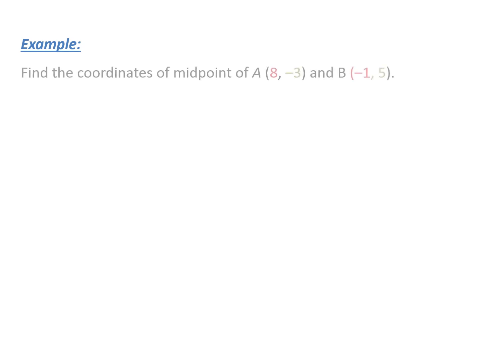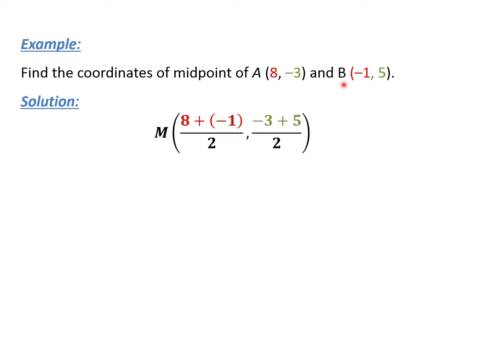Example, find the coordinates of the midpoint of A and B. So to find the midpoint, we have a formula, and to apply the formula, we should decide first x1 and x2, y1 and y2. So we decide 8 as x1, minus 1 as x2, minus 3 as y1, 5 as y2. Replace simply these values in the formula. 8 plus minus 1 over 2, minus 3 plus 5 over 2.